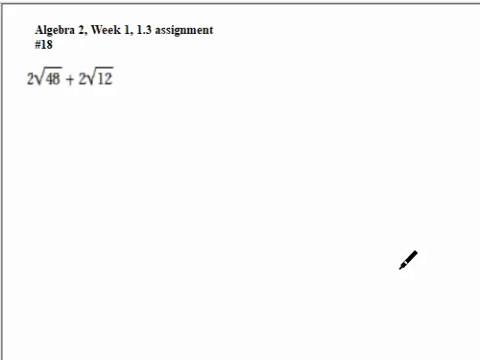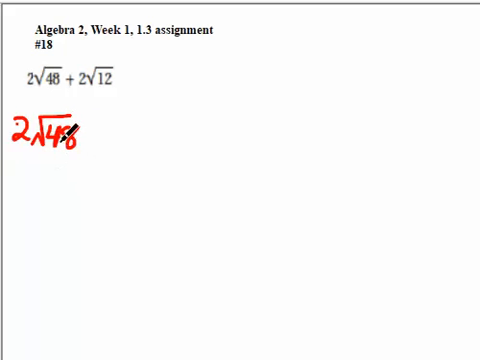This is the last problem from the 1.3 assignment, number 18, and the numbers in front of the roots, we haven't talked about that before. So let's start by simplifying 2 times the square root of 48, and then we'll simplify 2 times the square root of 12, and then we'll see if they can be combined or not when we're done with that. So 2 times the square root of 48.